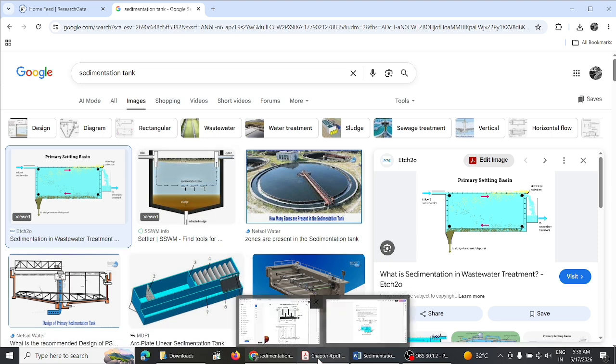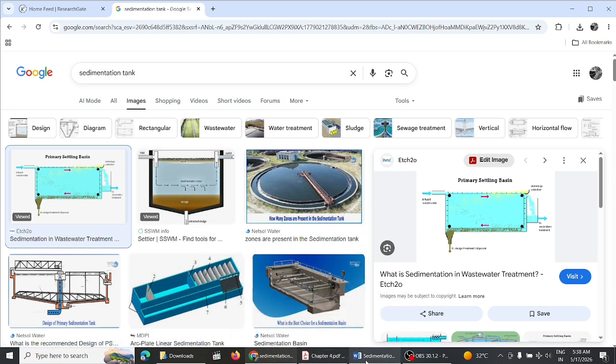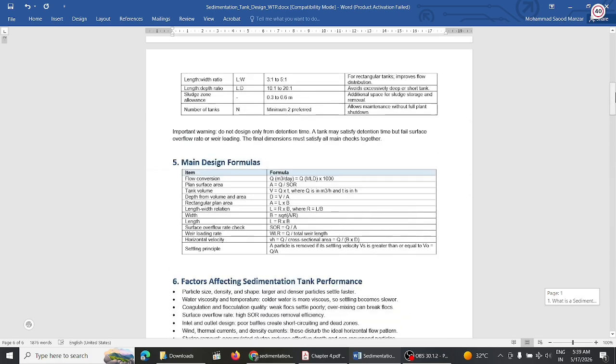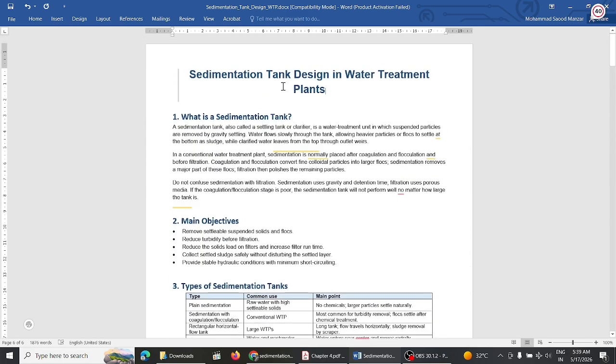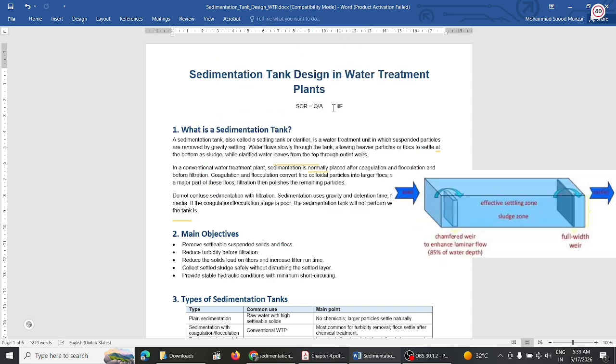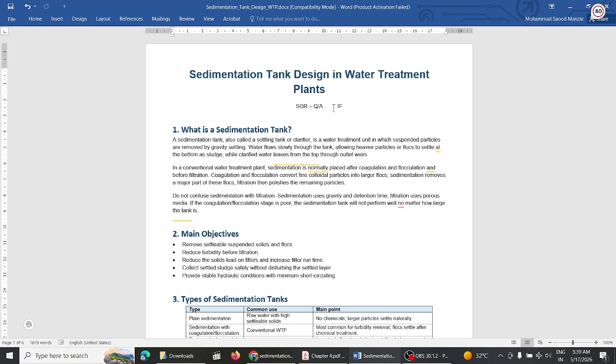So surface overflow rate is the most important concept here, which determines whether particles settle or escape. It is a ratio of flow rate upon area. So if you write this, SOR is equal to Q by A. Here Q is the flow rate and A is the surface area of the particular unit, which is sedimentation, rectangular or circular. Now the unit is meters cube per meter square day, and the area would be meter square, or sometimes it is also denoted as meter per day.